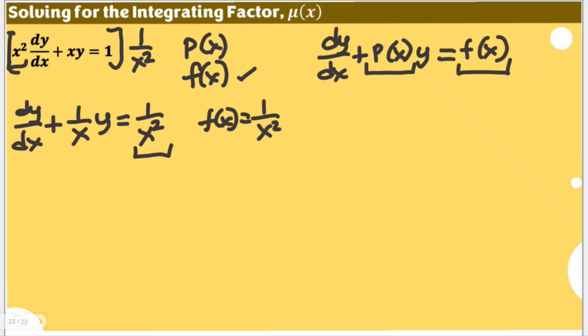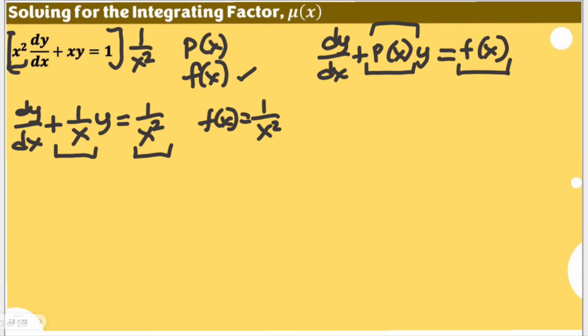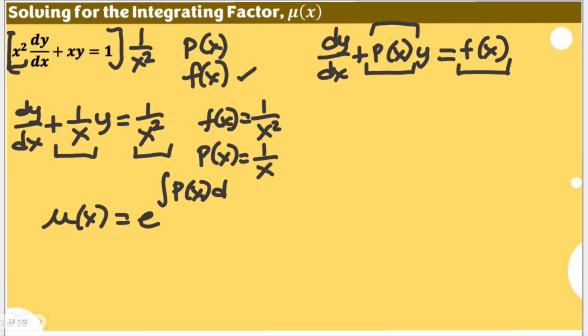We may not be using it right now for our integrating factor, but we'll be using that on a future process. And this would be what corresponds to your p of x. Your p of x here is 1 over x. Why do we need to do this? Because our integrating factor expressed as mu of x is identified as e raised to the power of the integral p of x dx.